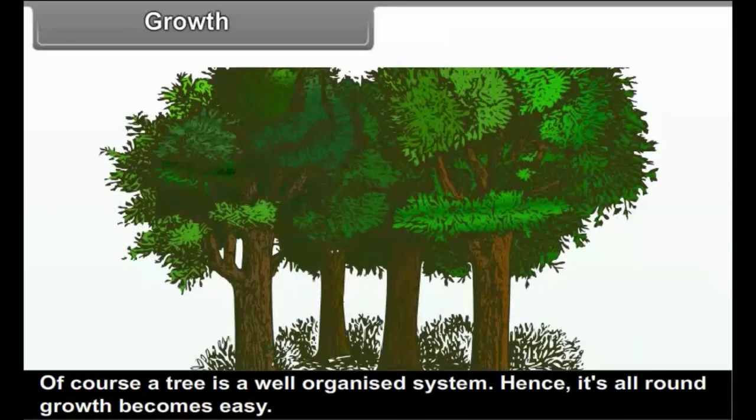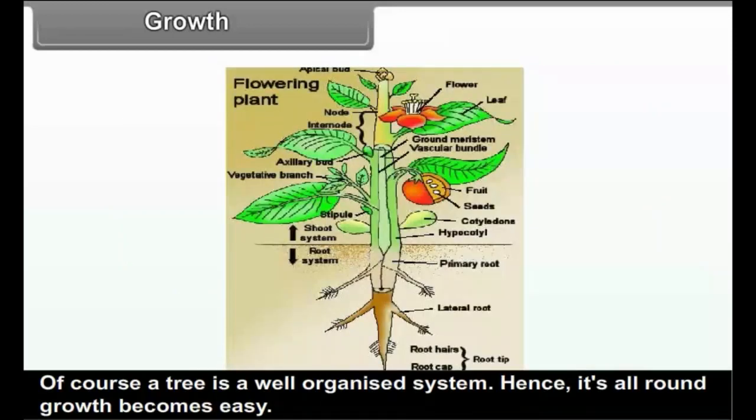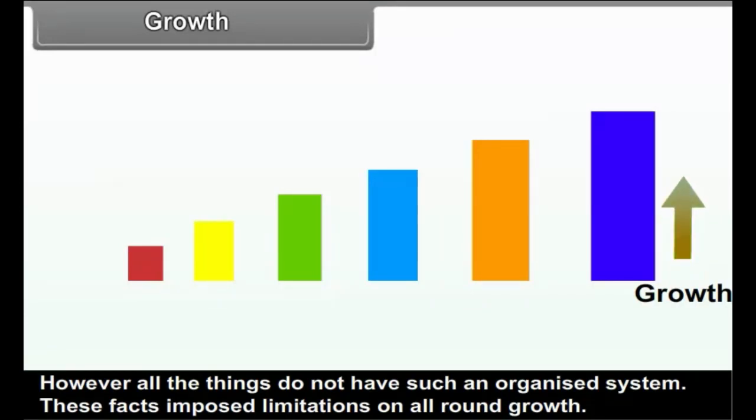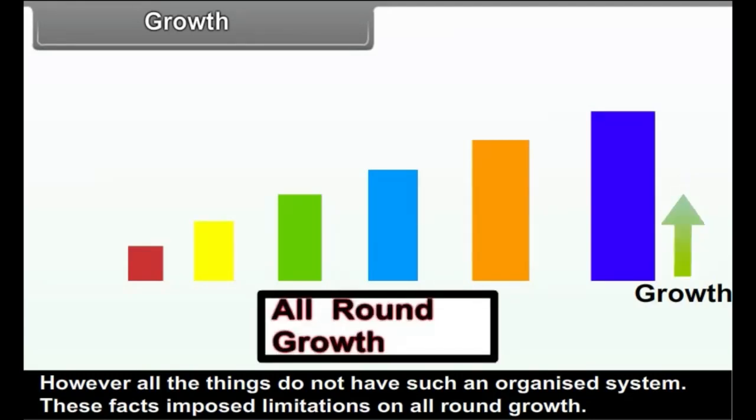Of course, a tree is a well-organized system. Hence, its all-around growth becomes easy. However, all the things do not have such an organized system. These facts impose limitations on all-round growth.